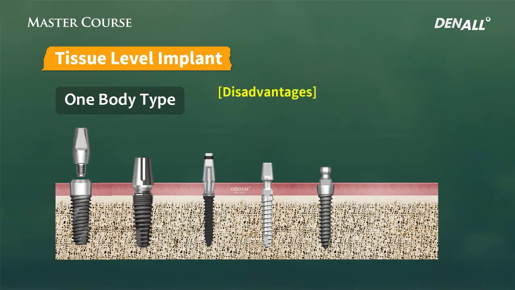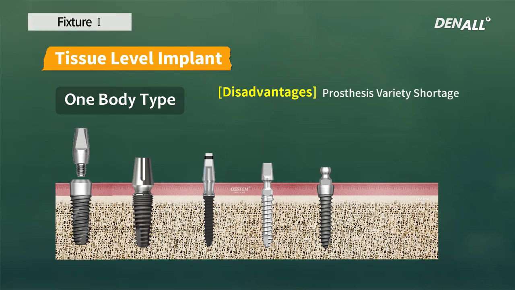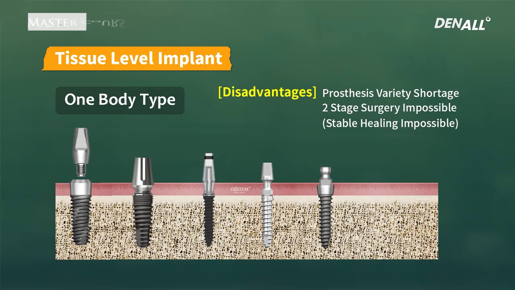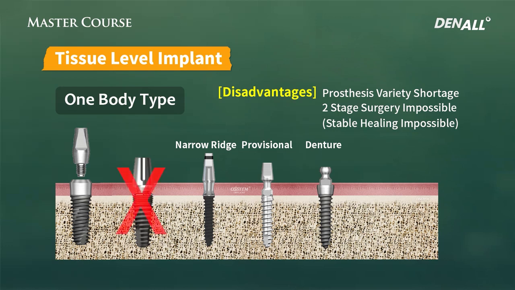There are advantages with that, but if implant positioning is a little bit off, fabricating prosthesis is very difficult. And when you need a bone grafting, 2-stage surgery is necessary, but it is not possible with this implant. Therefore, it is only used in a narrow region like a lower anterior, or to fabricate a provisional tooth, or to maintain a denture. So it is used in a limited scope. The one body incorporating the abutment is not really used widely.